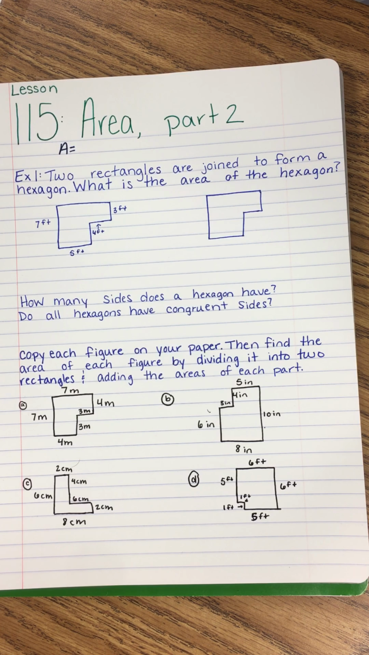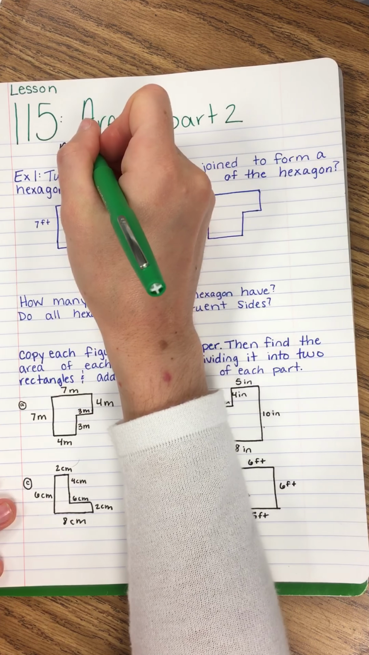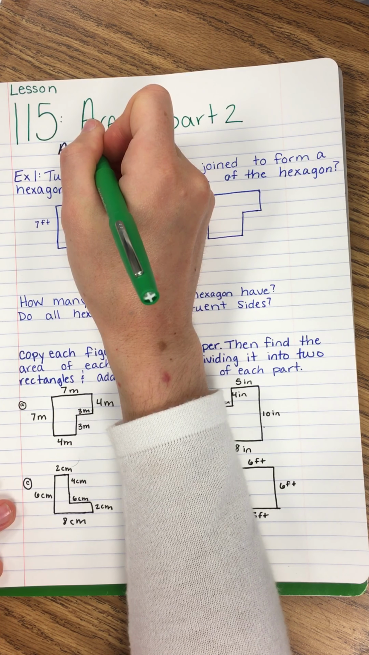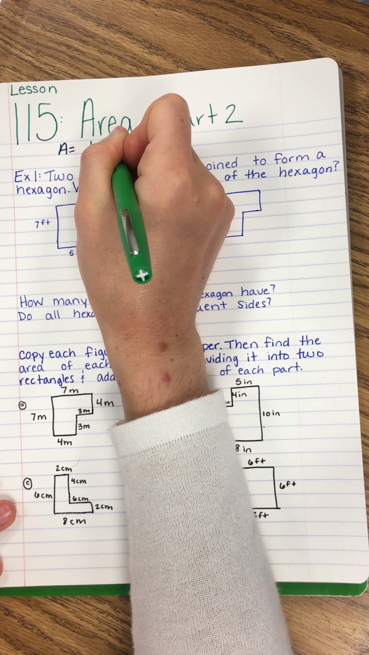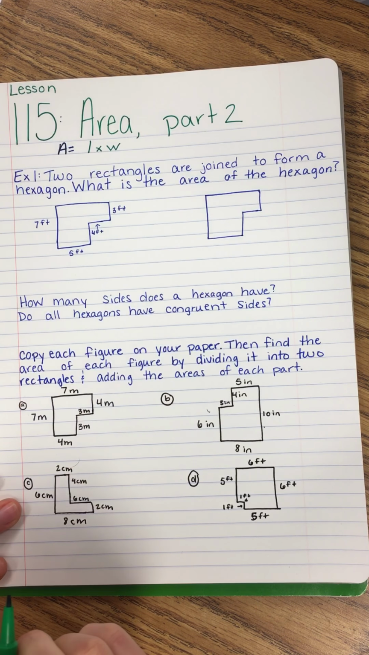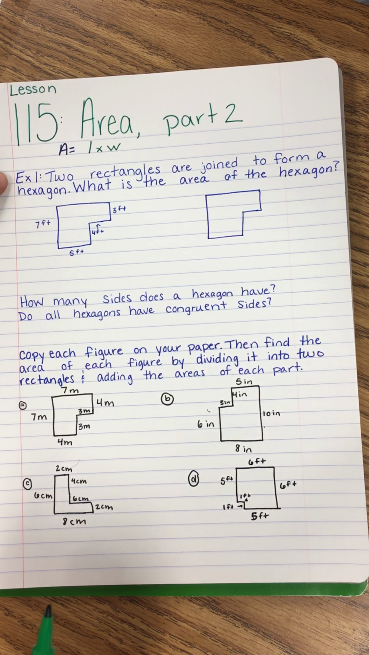All right. Area part two, lesson 115. First, we have to recall that area is calculated by length times width. In this lesson, we are going to calculate the area of figures that can be divided into two rectangles.